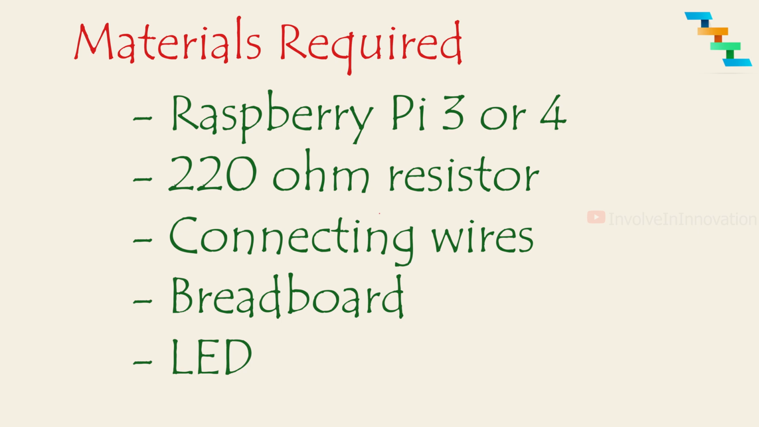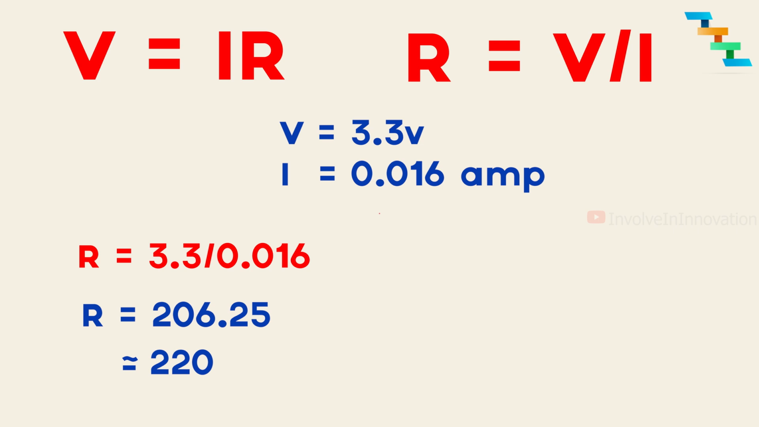connecting wires. First, for any circuit, to protect components from damage, we need to use a resistor with the correct resistance value. To find the correct resistance value, we need input voltage and current. With these values, we can find the resistance value using Ohm's law. Here, the input voltage source is 3.3 volt and the current is 0.016 ampere. Ohm's law is V equals IR.